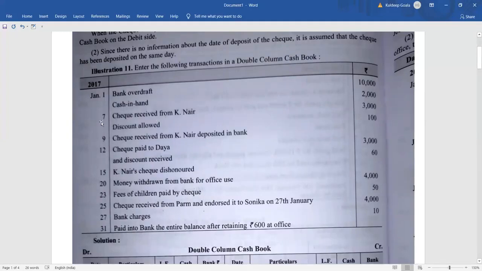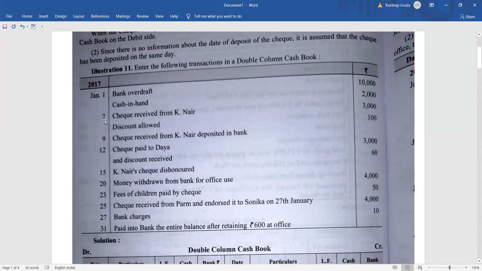I'm repeating once again. In transaction number 7, what happened is that we have received check from K Nair and discount allowed was 100 rupees. Immediately we inquired whether the check was deposited on that date or some other day. Suppose there is no information about when the check was deposited, then we are going to assume that it is deposited on the same day. Then we will directly deposit in the bank. The entry will be like this: bank account debit to K Nair. If I deposit immediately, bank account debit to K Nair. But since it is mentioned on date 9 that a check received from K Nair was deposited in the bank, okay, that means what? Obviously this check was deposited on some other day, right?